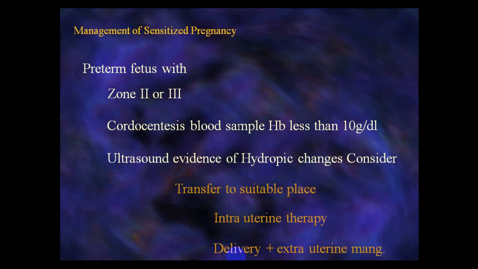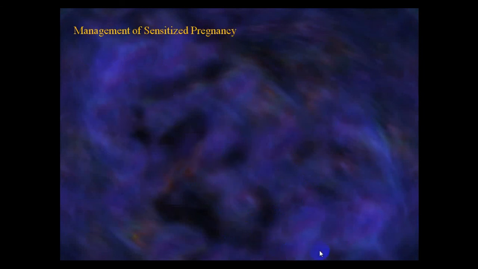Preterm fetus with zone 2 or 3: chordocentesis and blood sampling, Hb less than 10 gram per deciliter, the fetus will develop anemia. With ultrasound evidence of hydrops changes, consider transfer to a suitable place and start intrauterine therapy, and delivery and extrauterine management and exchange blood transfusion of the fetus will occur to prevent jaundice and kernicterus.